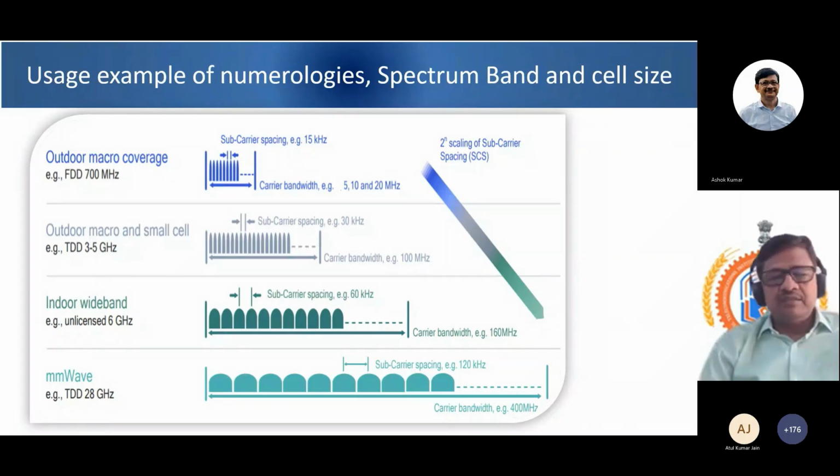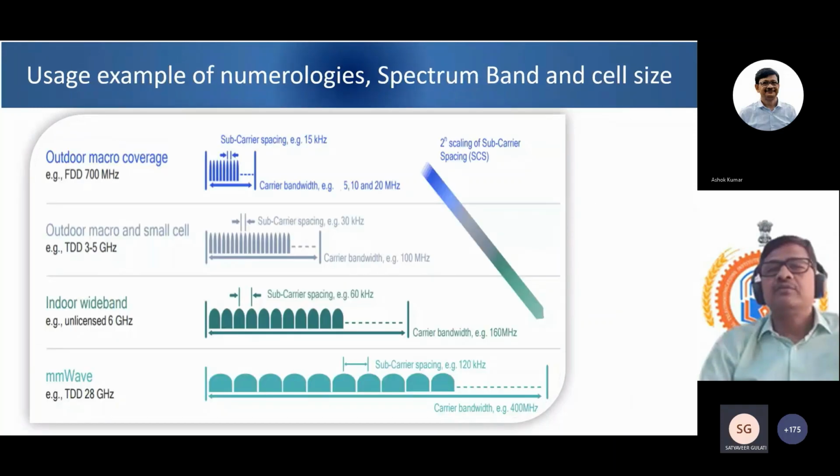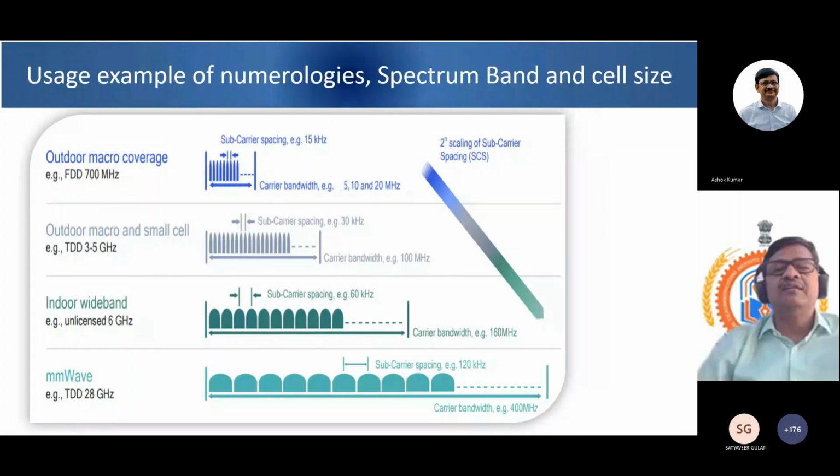On the 2 to the power n scaling of subcarrier spacing, there is a diagram with an inclined line. What does it mean? Sir, what this inclined line is saying is that if you go higher in numerology, you use a higher frequency band. If you go lower in numerology, you use a lower frequency band. That is what it is indicating. That is the 2 to the power n scaling of subcarrier spacing. With an increase in frequency band, you are also going higher in numerology. Is that okay?